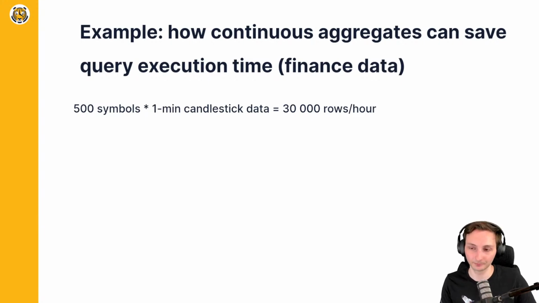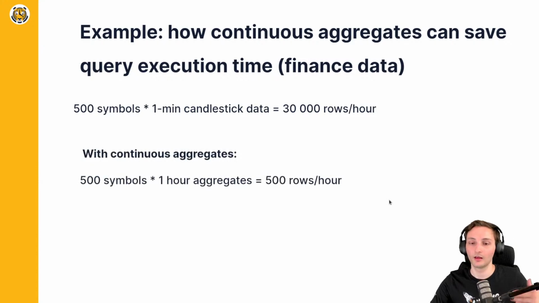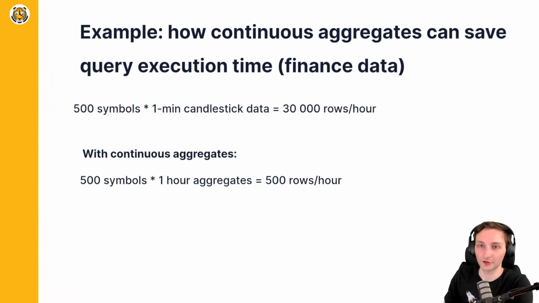So if you want to query this data and you want to create time buckets per hour, you will need to create a bucket per symbol per 1 hour. Without continuous aggregates, that adds up to 30,000 rows per hour, if that makes sense. With continuous aggregates, instead of having 30,000 rows per hour, what you have is only 500 rows per hour, because continuous aggregates do the aggregation part: min, max, average, sum, whatever you want to do. And so basically you have one row for one symbol per hour, if that makes sense.